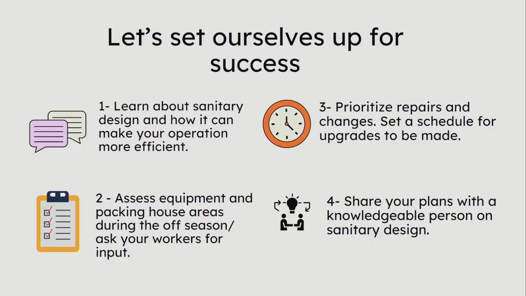The third one is prioritize repairs, which I just talked about, and set a schedule. Set a time for upgrades to be made, and make sure that you have time. With the supply chain and the way things are, you might not be getting parts for a couple weeks. It might be that you need to order. I know growers that have ordered new rollers, and it might be a couple of weeks before they even get in contact with their supplier. And then share your plans with a knowledgeable person.